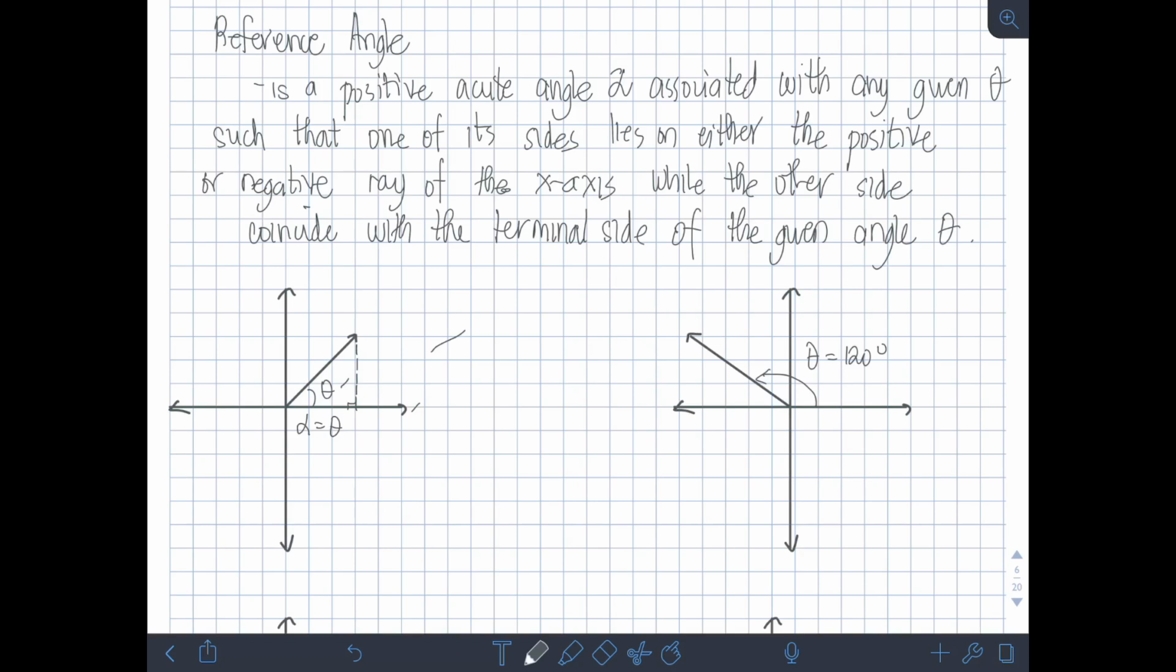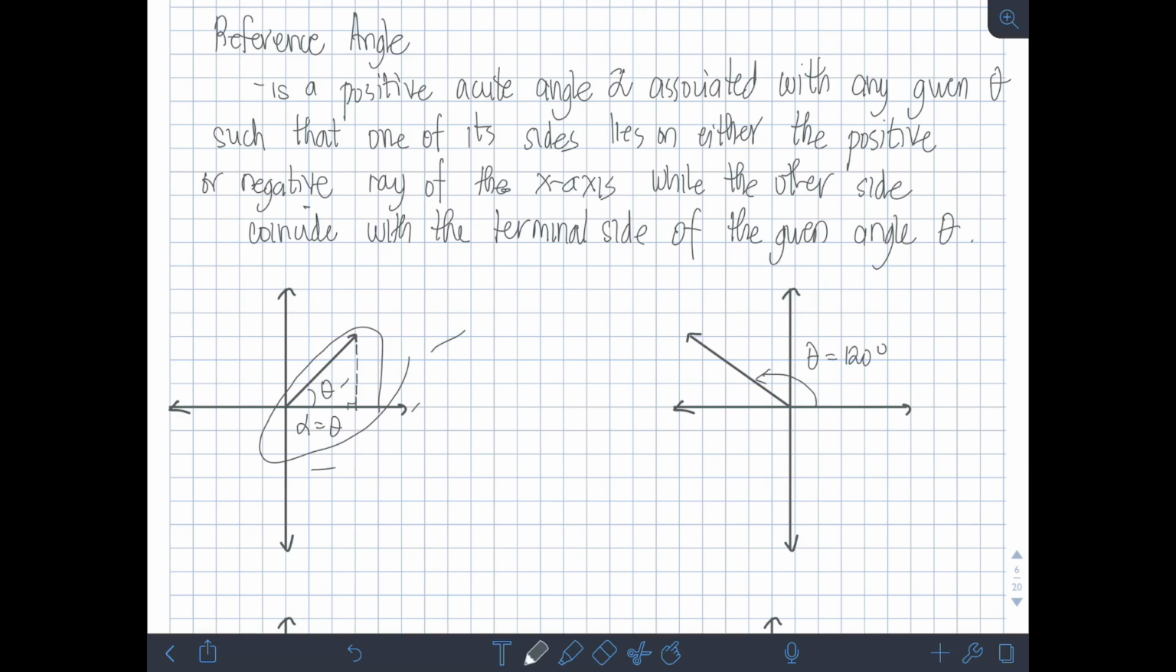So, ginagamit natin yung reference angle para ma-solve yung trigonometric ratio ng bawat angles, either acute man o hindi, dependent kung saang quadrant siya na-terminate. So, bubuo tayo lagi ng reference triangle tsaka hanapin natin yung reference angle.